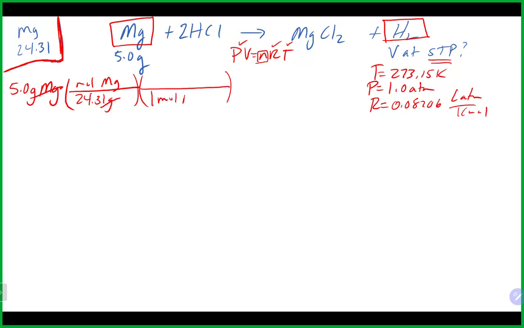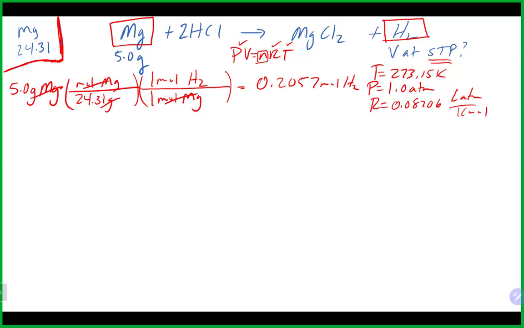1 mole of magnesium on the bottom, so it cancels. 1 mole of hydrogen gas up on top, they cancel. And that gives me the moles of hydrogen, which in this case is 5 divided by 24.31. That's going to give me 0.2057 moles of hydrogen in this case. First off, any questions on that there?